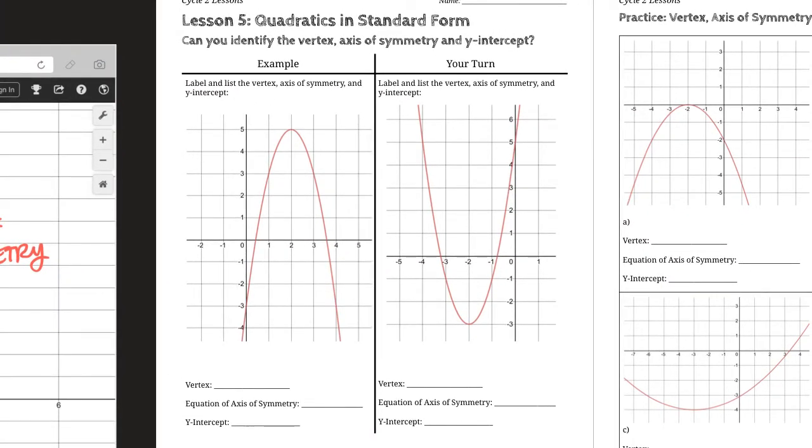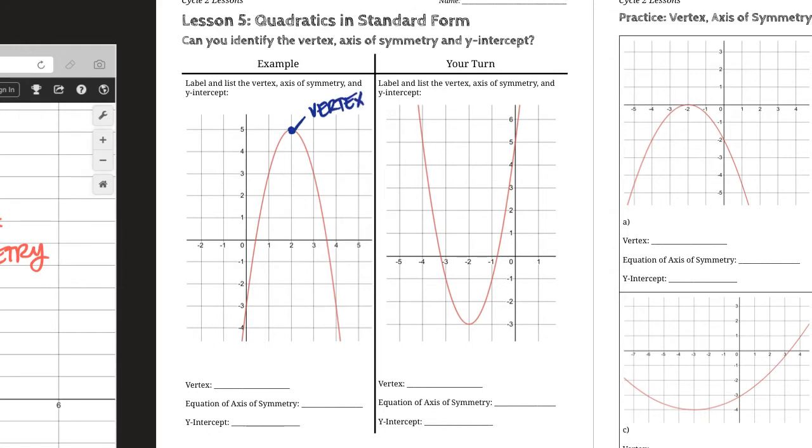First of all, if we're given a parabola, can we list the vertex, the axis of symmetry, and the y-intercept? So the vertex we know is that point that's at the top of the parabola, right? So this is the vertex here. So let's label that first, vertex.